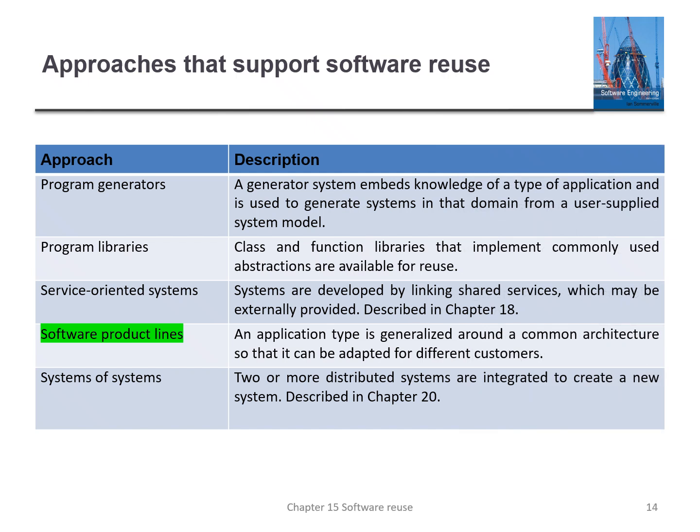There are also program generators, program libraries, service-oriented systems. These are all available approaches covering different perspectives. All right, and the one that we are going to focus on is software product line. When you come across the term software product line, it is actually an application type generalized around a common architecture so that it can be adapted for different customers.